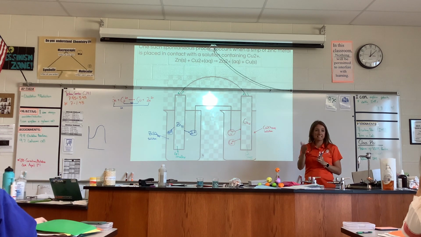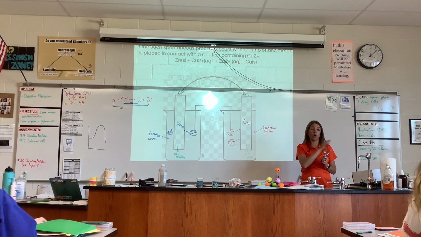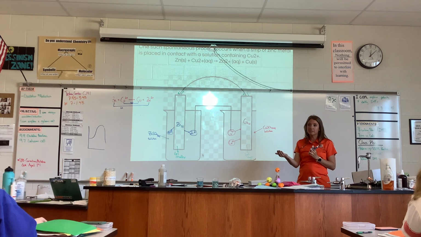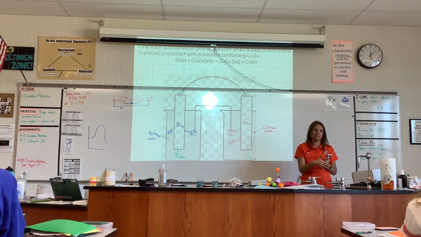Definition-wise, when they are spontaneous, we call them a galvanic cell. So galvanic cells are always spontaneous. Next time we'll learn about electrolytic cells, and that's the definition for when it's non-spontaneous.